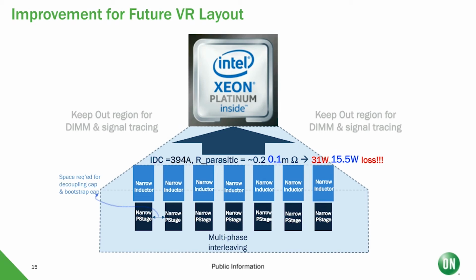If you add up, this 31 watt loss is almost a total loss of what we dissipate in the whole VR solution itself. So if we can cut that down by half, that will provide a lot of improvement to the thermal performance of the board, and customers would be able to use lesser cooling technology and drive down their cost.